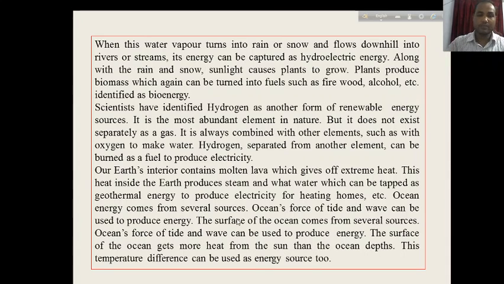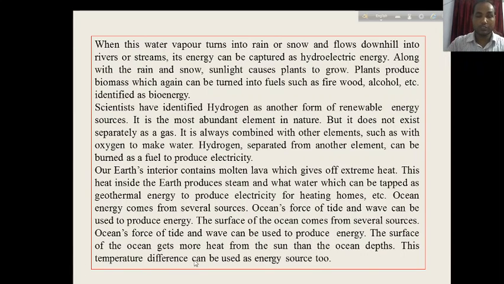Ocean energy comes from several sources. The ocean's force of tide and wave can be used to produce energy. We know ocean energy also plays a vital role, especially the ocean's forces of tide and wave.